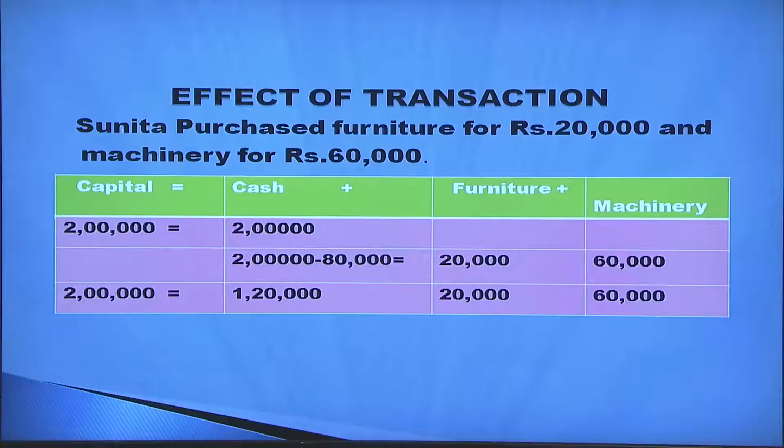Cash is going. So the earlier equation is 2 lakh. Then along with that, what will be the effect of this transaction on this equation? So I have included 2 lakh minus 80,000. 80,000 cash is going from the business because of this transaction. So the cash balance in the new equation will come to 1,20,000. And furniture is increasing by rupees 20,000 and machinery is increasing by rupees 60,000.